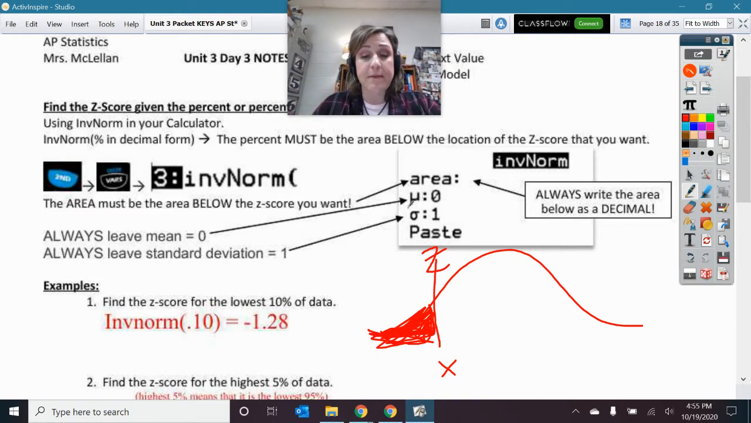Same thing as before, leave these as 0 and 1. When you put the area in right here, put it as a decimal. So we would do inverse norm of 0.10, and that tells us negative 1.28. So this location is 1.28 standard deviations below the mean. That's what that's telling me.